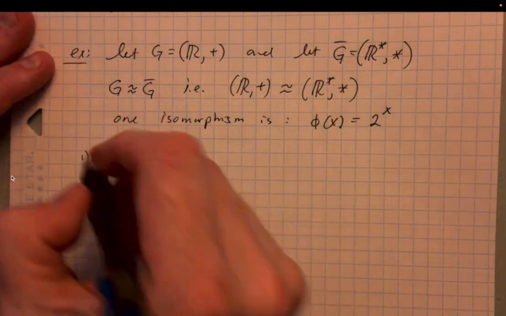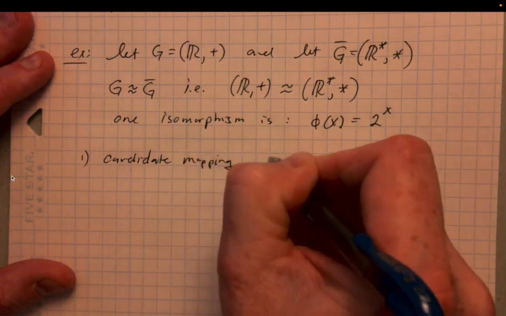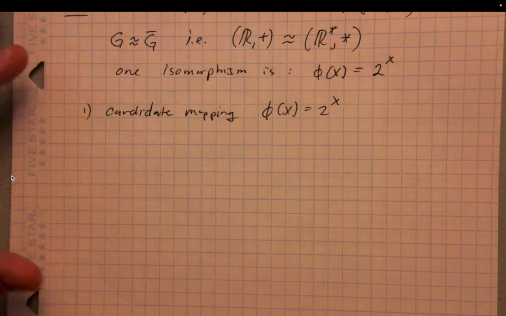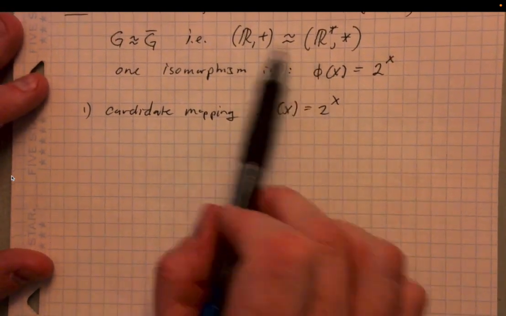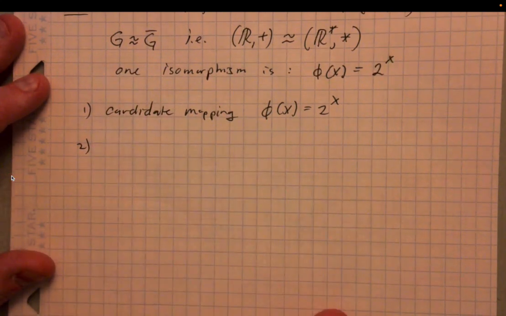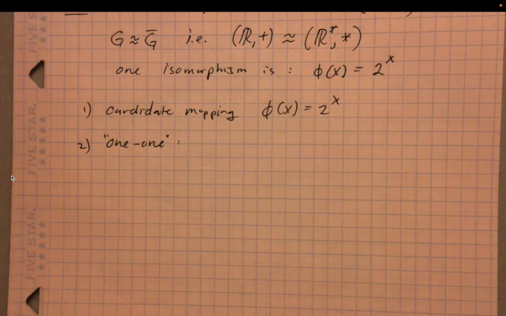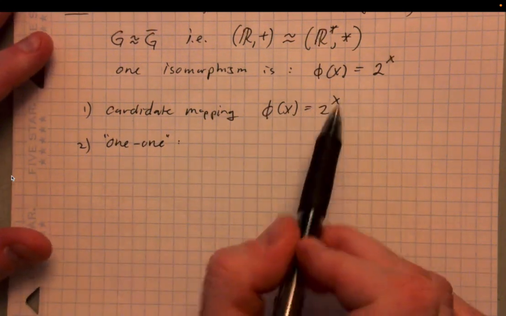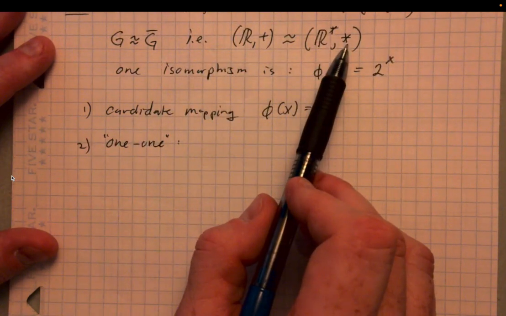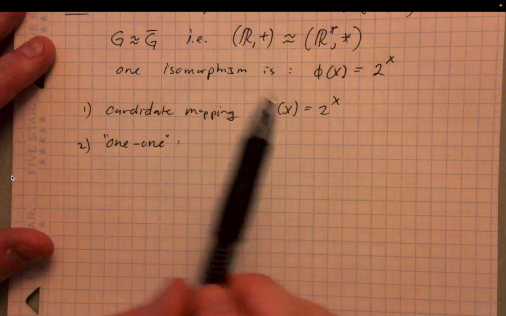First of all, what's our candidate mapping? Well, it's given in this case: phi of x is equal to 2 to the x. This is the bridge between the two groups. Okay, let's show that it's 1-to-1. How can we show that? Well, remember we have to take two items from G bar, and show that if they're assumed to be equal, then their corresponding elements in G must be equal.